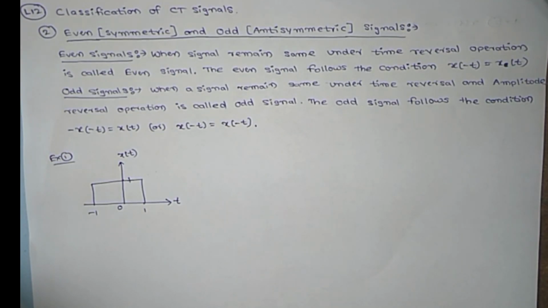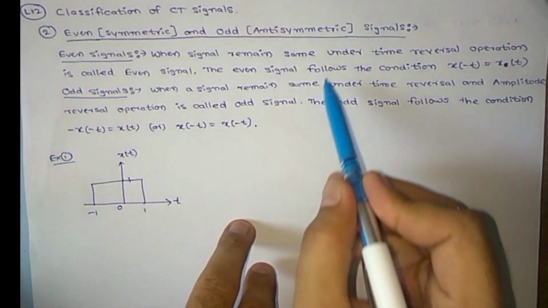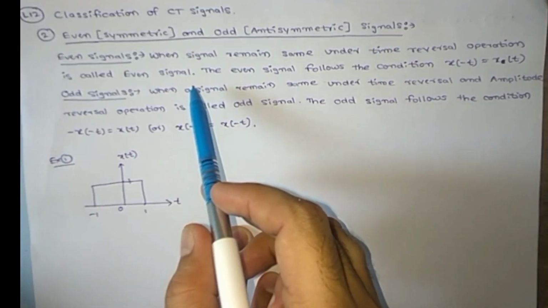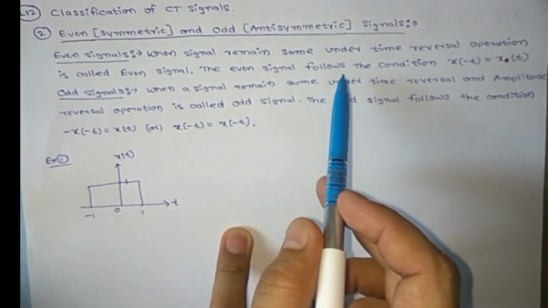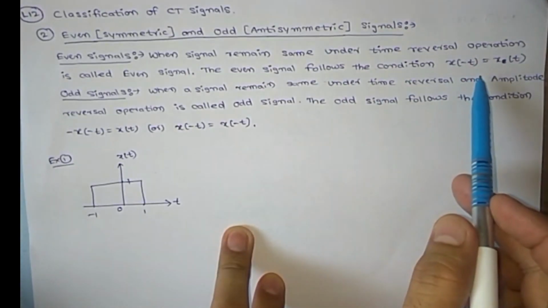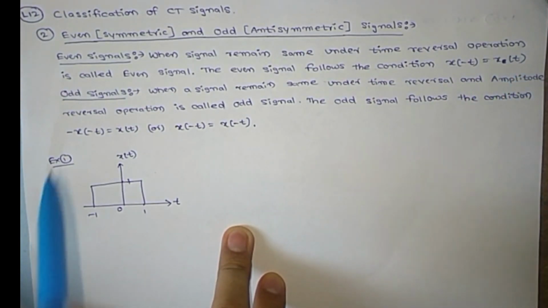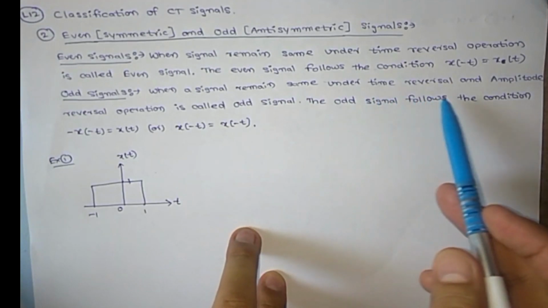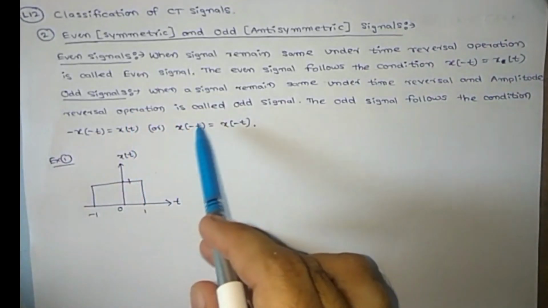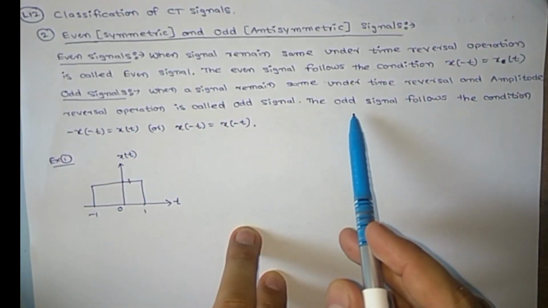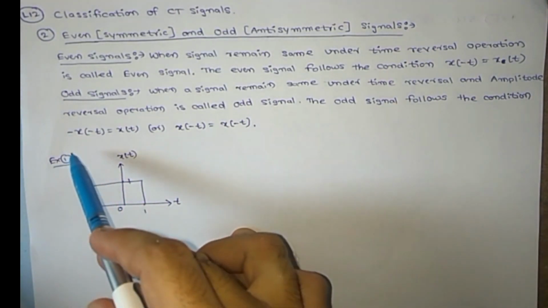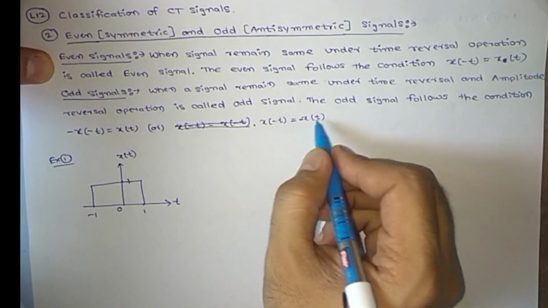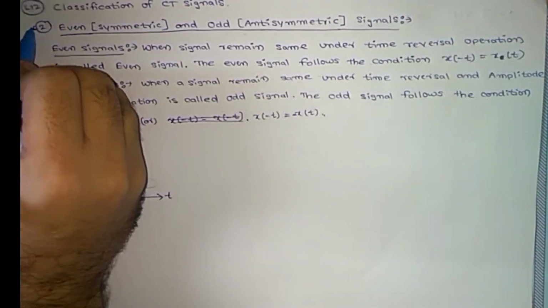Even signals: when a signal remains the same under the time reversal operation, it is called an even signal. The even signal follows the condition x of minus t equal to x of t. Odd signals: when a signal remains the same under the time reversal and amplitude reversal operation, it is called an odd signal. The odd signal follows the condition minus x of minus t equal to x of t, or x of minus t equal to minus x of t. It is a very important concept.